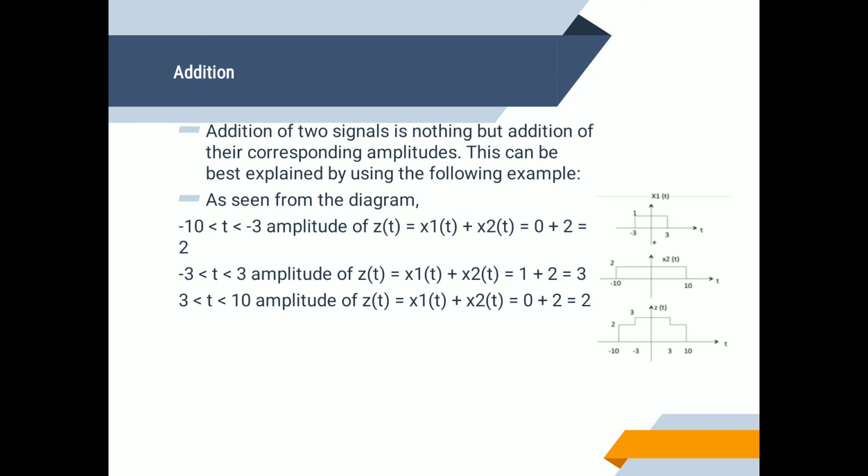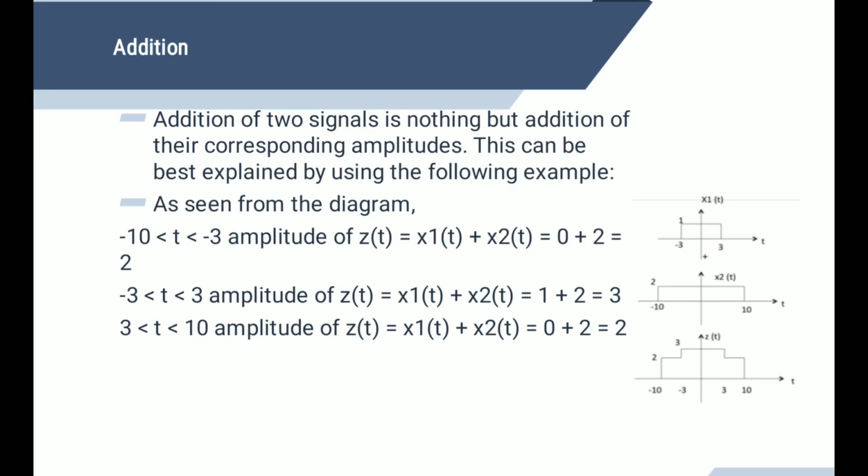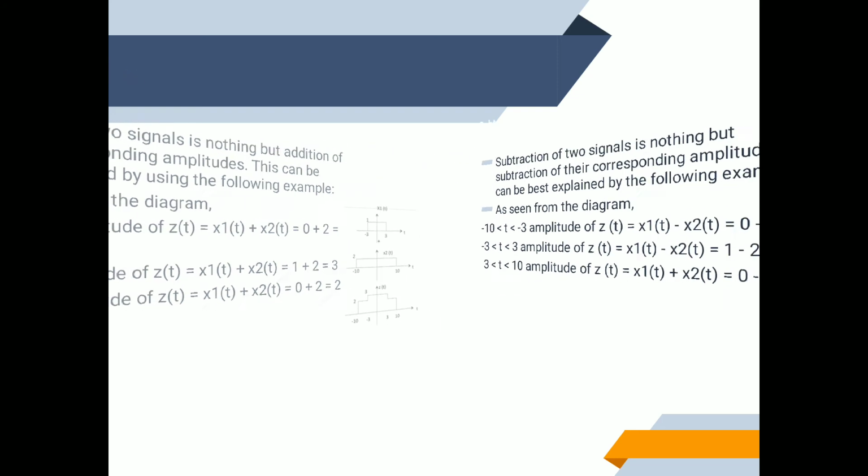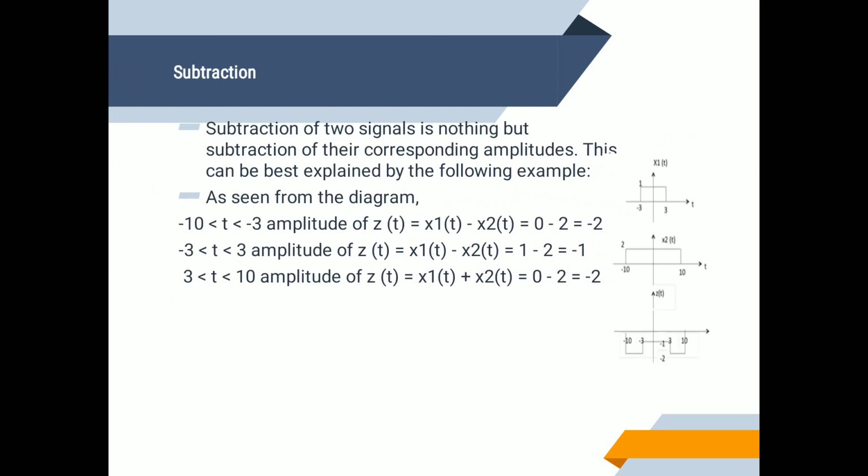This can be best explained by using the following example. As seen from the diagram, in the first case, z(t) equal to x1(t) plus x2(t) equal to 0 plus 2, where t is from -10 to -3. Then z(t) equal to 2. When t is from -3 to 3, the amplitude of z(t) equal to x1(t) plus x2(t) equal to 1 plus 2 equal to 3. And when t varies from 3 to 10, the amplitude of z(t) equal to x1(t) plus x2(t) equal to 0 plus 2 equal to 2. Next one is subtraction.